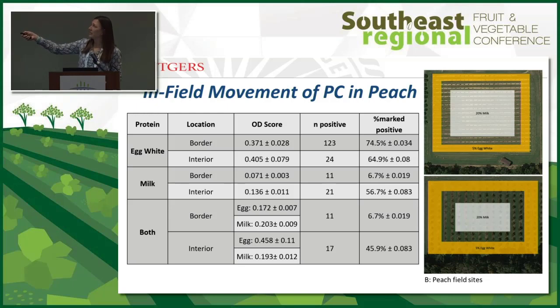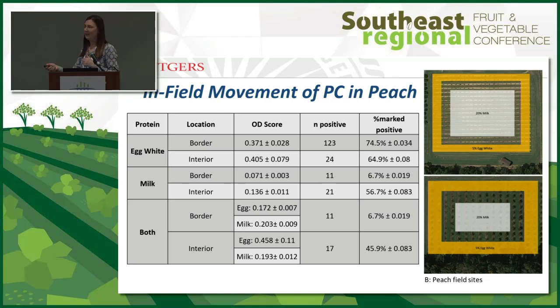So what we can see here is that 75% of our bugs on the exterior of the orchard were marked with the egg protein. That makes sense, right? But 75% of them are stopping on the edge. However, 65% of them are also marked with egg on the interior. So we're seeing an edge effect, but they are moving in really fast.